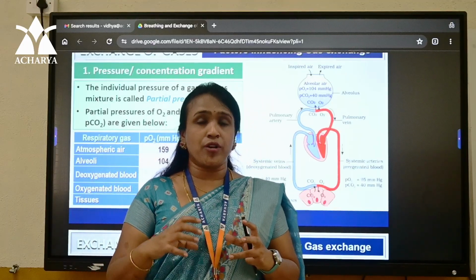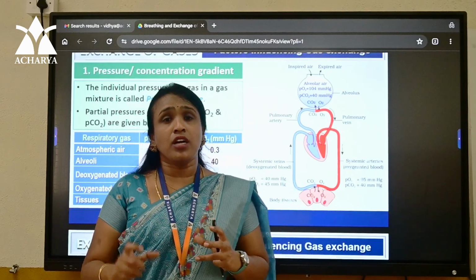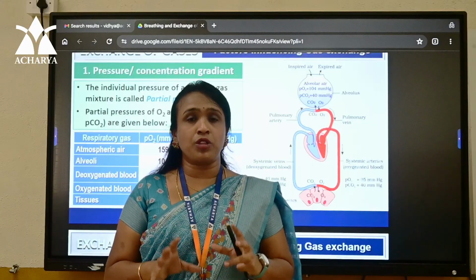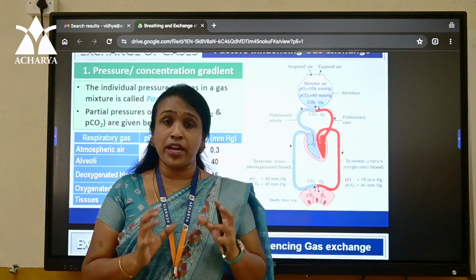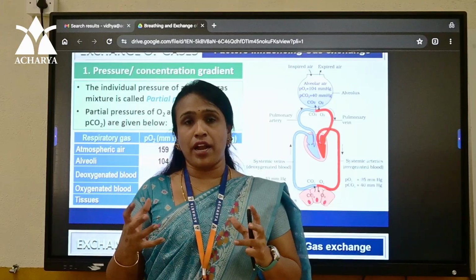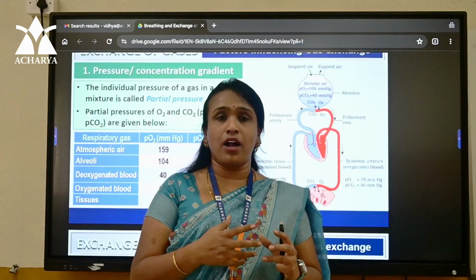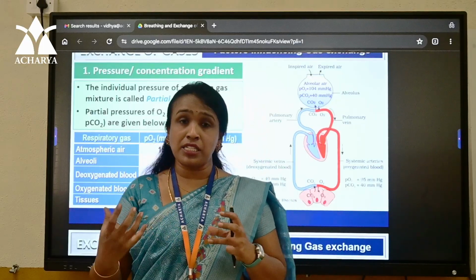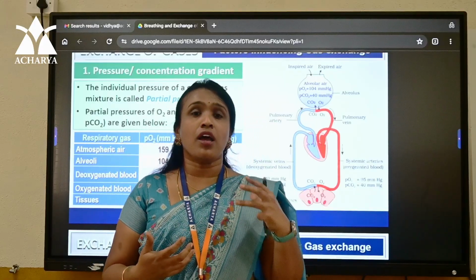From the right atrium through the tricuspid valve, the deoxygenated blood enters into the right ventricle. From the right ventricle, the blood should go to the lungs, because deoxygenated blood should get oxygenated. That is the main importance of the right ventricle. So the right ventricle will pump the blood to the lungs, where the deoxygenated blood is carried through the pulmonary artery.